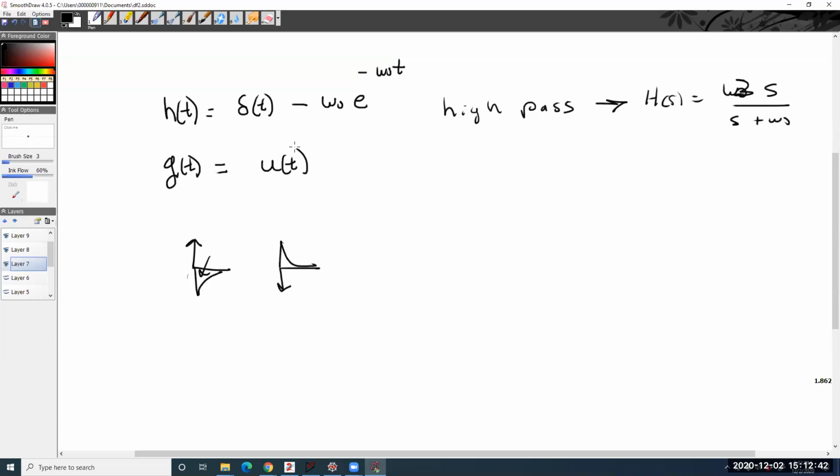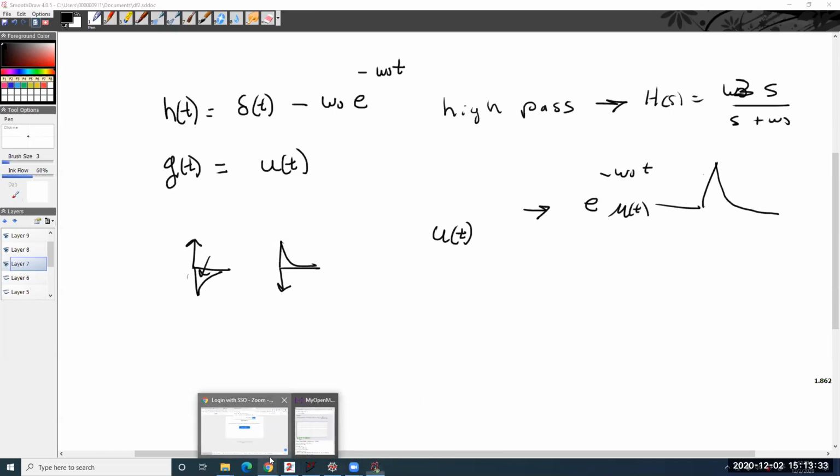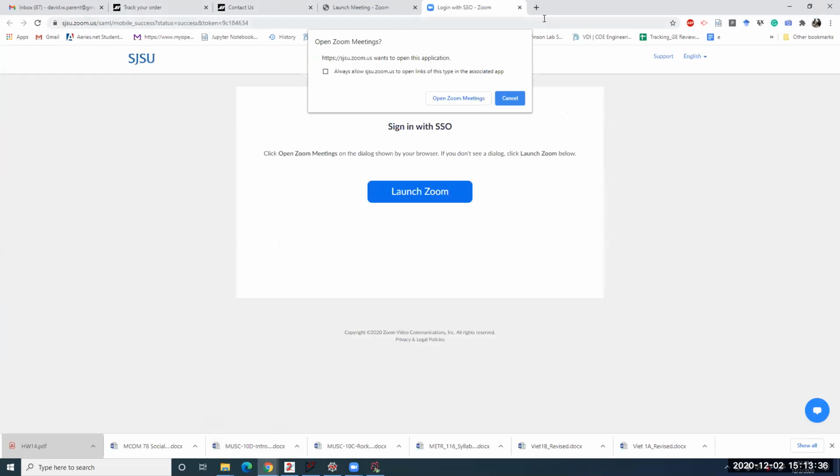But what's really interesting is that in this example, I would convolve u(t) and delta, which would give me the u(t). And then I would convolve this step function with this decaying exponential, and ultimately you would get, oh, I forgot the u(t), which is that high pass shape, all right?